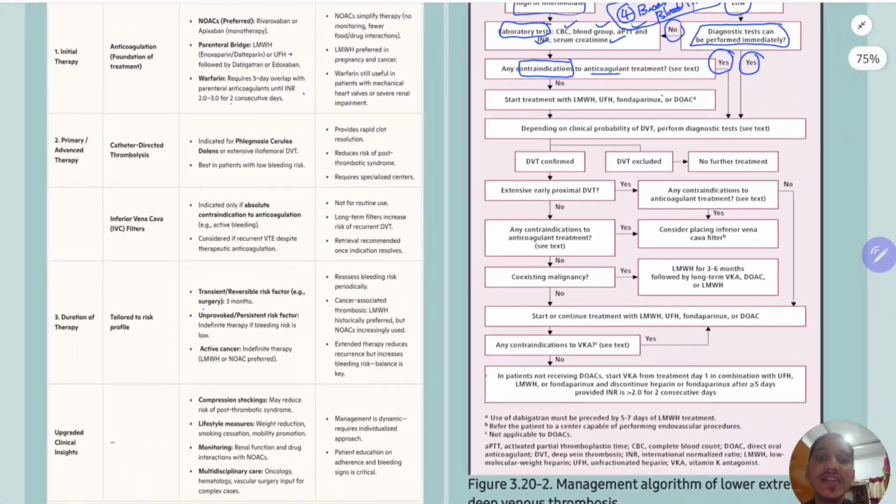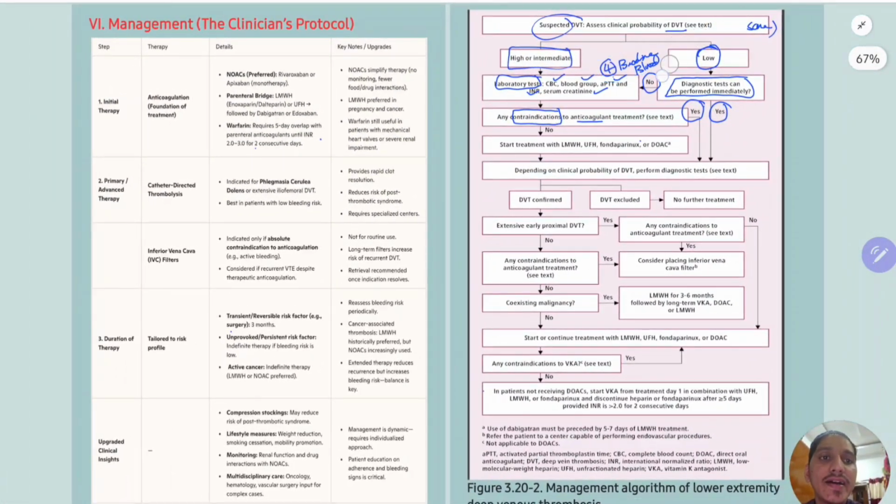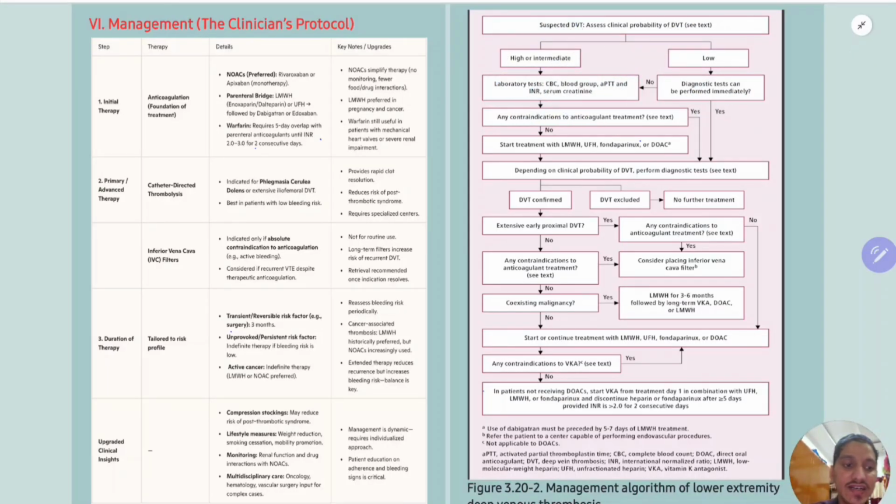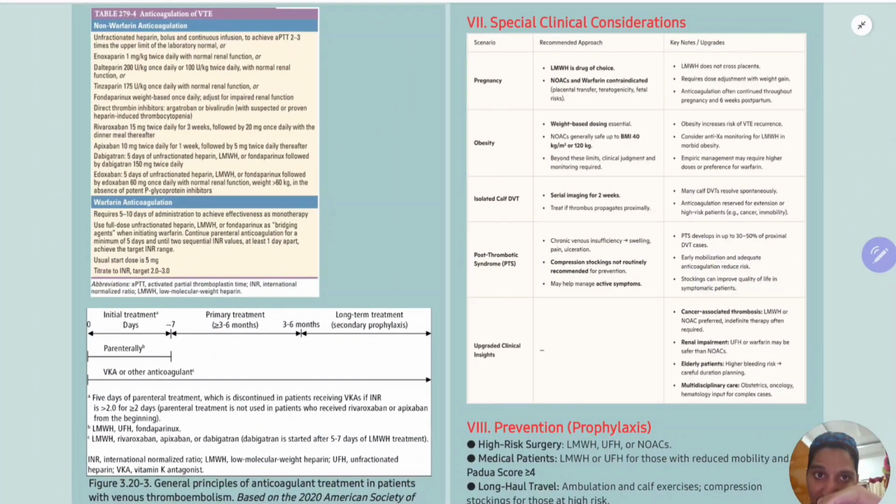And also when you are using dabigatran and edoxaban, they also need no monitoring, and they have less drug interaction. That's right. But because they are late acting, you require a bridging parenteral therapy there also, and warfarin. They are also non-warfarin drugs. So that's about the management therapy.